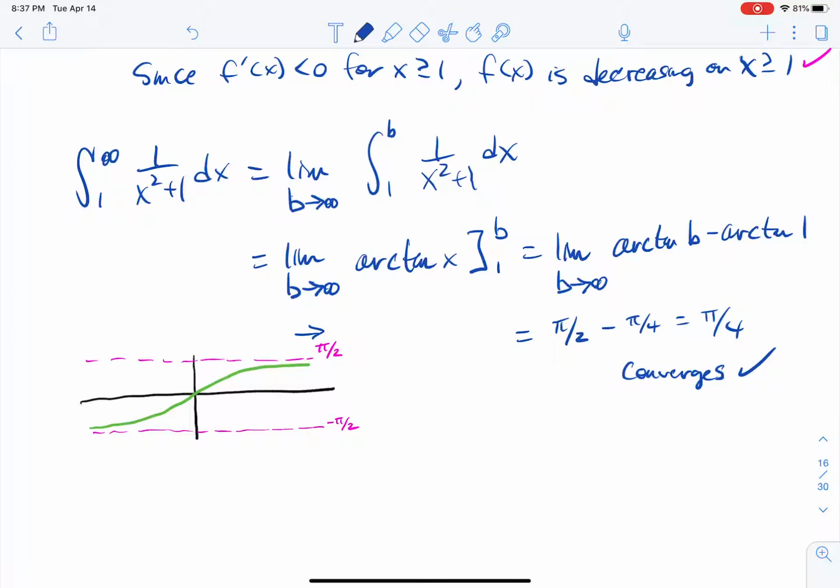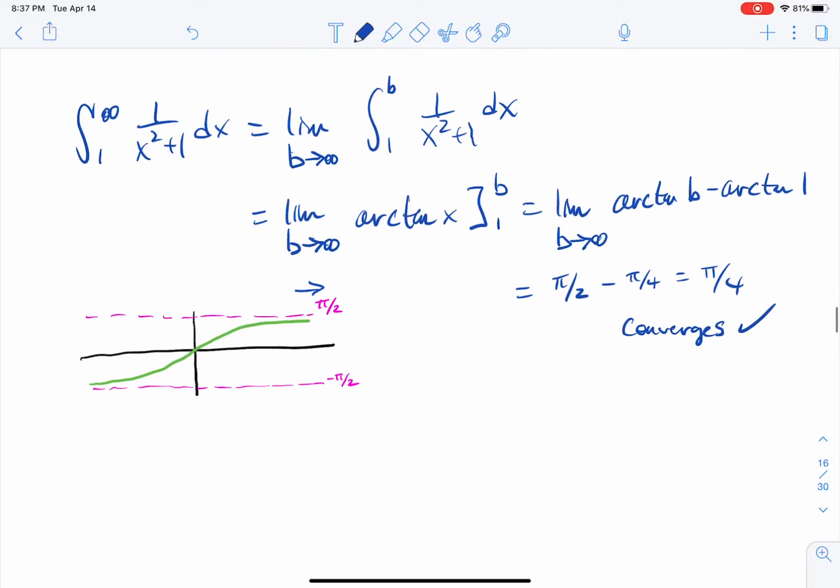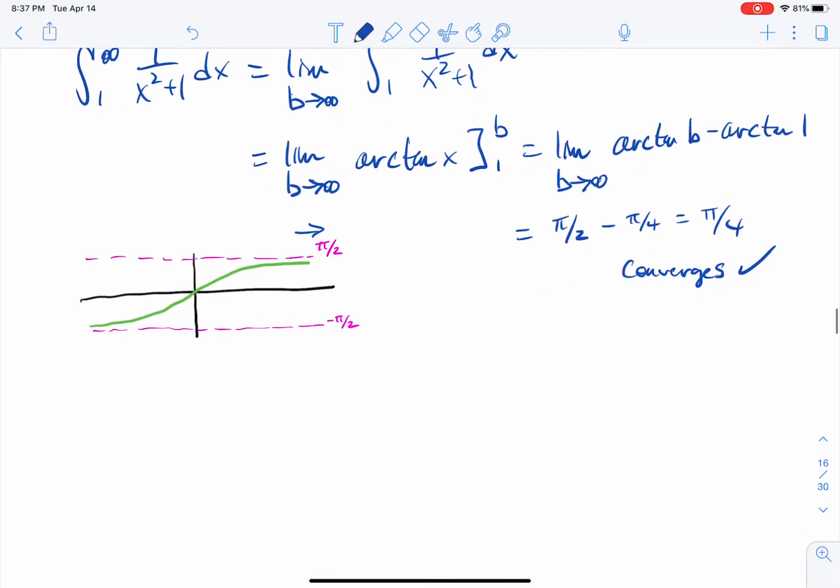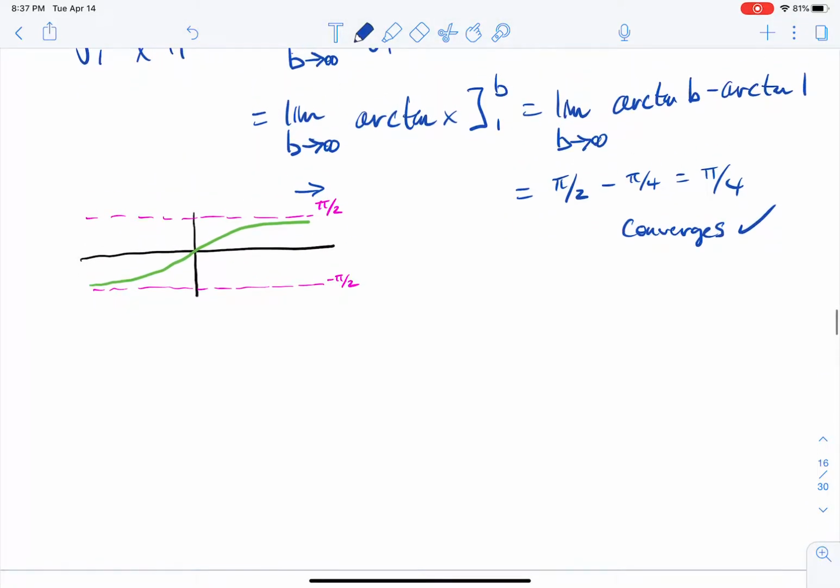All right. So our integral converges. This means that our original series must also converge. Does it converge to pi over 4? No idea. It does converge though. Okay. So I want to actually make sure that I write up all of those conditions that are met and then draw the proper conclusion.